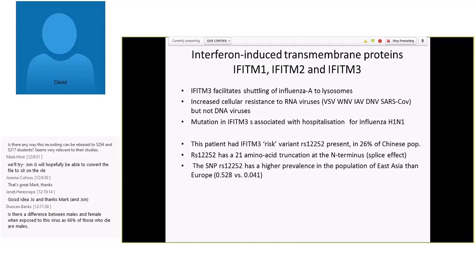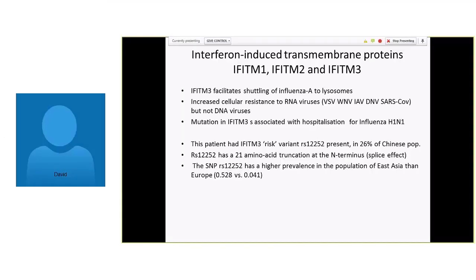It looks that genetically or evolutionarily the oldest one is IFITM3, and it appears to facilitate the shuttling of viruses between intercellular compartments and inhibits the fusion of the virus with the membrane of the intracellular vesicle, and therefore helps affect the release of the virus into the cytoplasm.